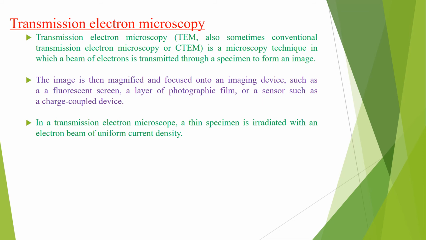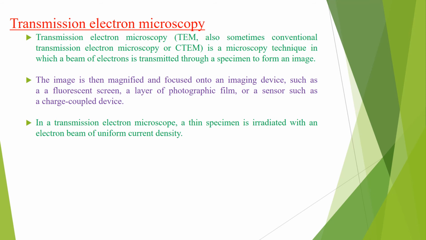An image is formed from the interaction of the electrons with the sample, and as the beam is transmitted through the specimen, the image is then magnified and focused onto an imaging device such as a fluorescent screen, a layer of photographic film, or a sensor such as a charge-coupled device.